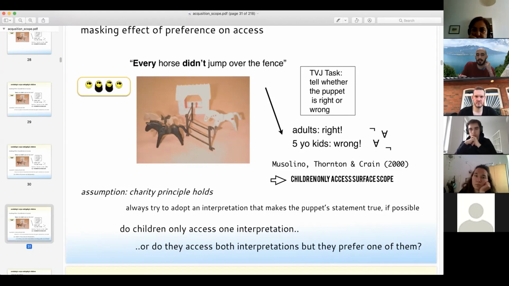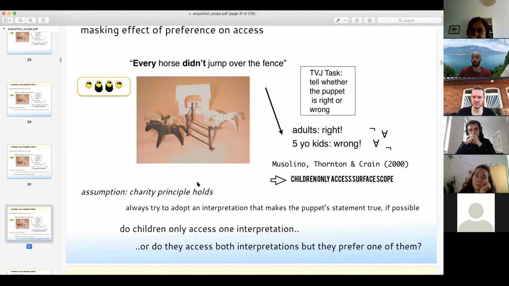Which would suggest that they do not reject the inverse scope because they cannot derive it, but because they do not prefer it, right? We don't know if this is the case or not, but if this is the case, then if you only present one scenario with this kind of paradigm, you're not going to be able to tease apart these two possibilities, okay? So in order to make things work with a truth value judgment task, and this is a universal principle, okay?